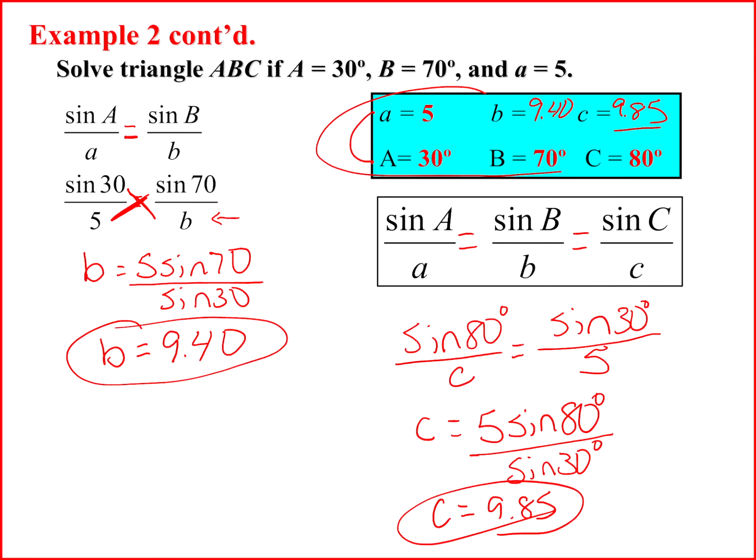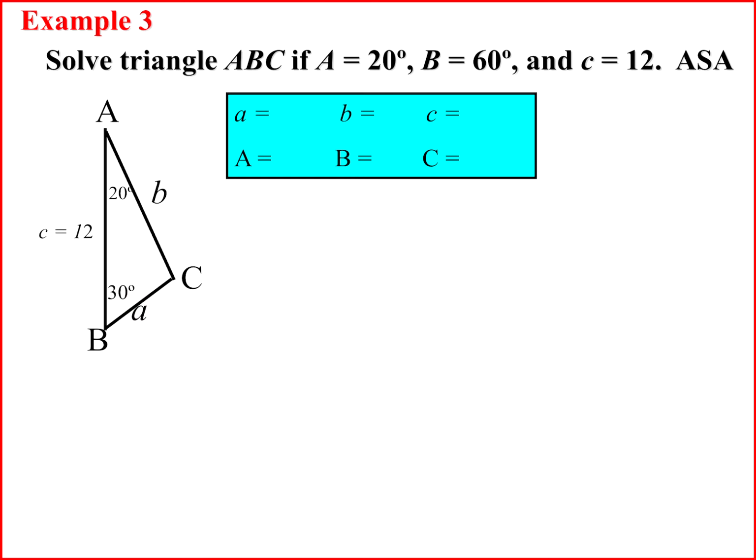Again, we know all 6 pieces of information, which is what we need to have at the end. Make sure that we have all of those correct. Okay, let's look at another one here. So I have my triangle. I know A is 20, B is 60, C is 12. I've drawn my triangle, have it all figured out right here.